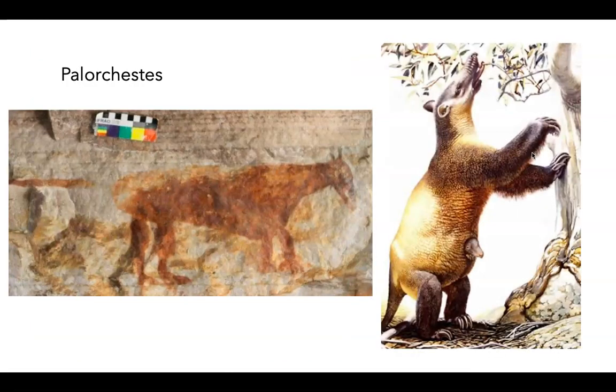Another example here is the Palorchestes, which is kind of like a wombat type creature, but again, really large, what we call part of the megafauna family. This is the idea that we had these giant animals roaming around in Australia.